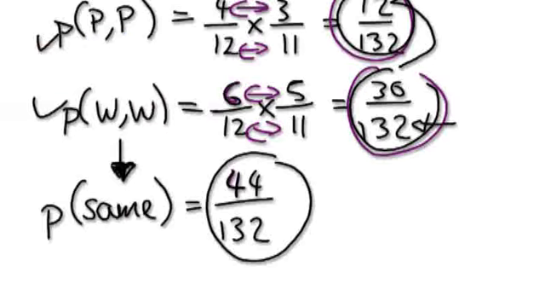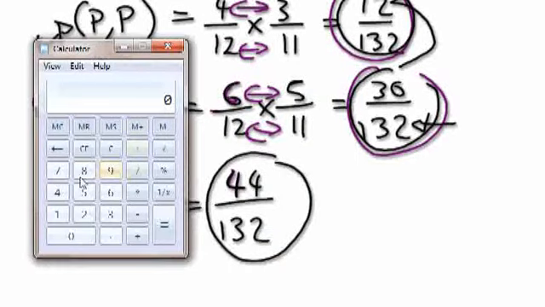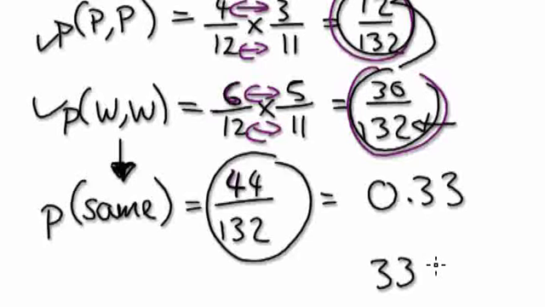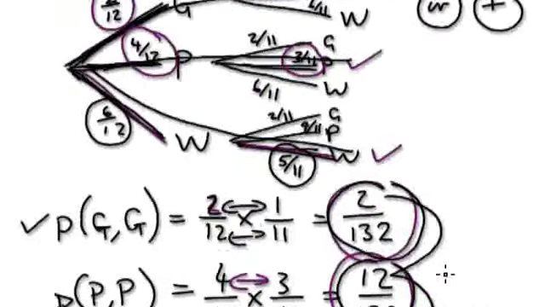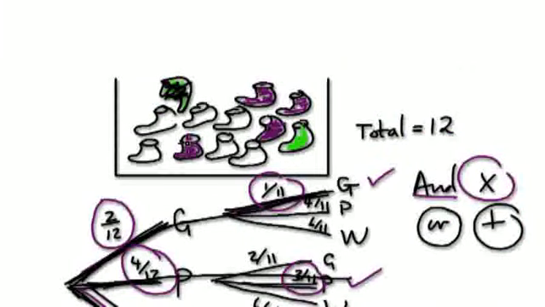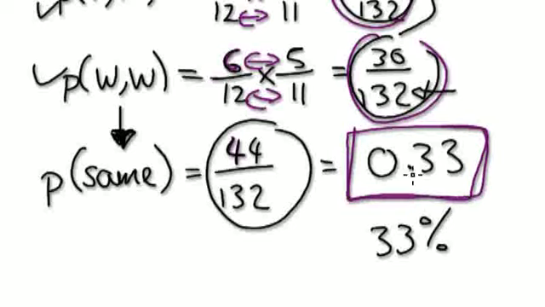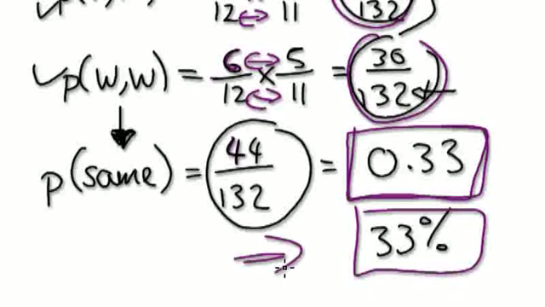So calculator here. 44 divided by 132 equals roughly 0.33. So that's roughly a 33% chance. If you pick out 2 socks at random, the probability of you getting 2 socks of the same color will be 0.33. Remember, when you're stating probability, you've got to state 0.33. But then you can say, oh, it's a 33% chance of happening. Okay.